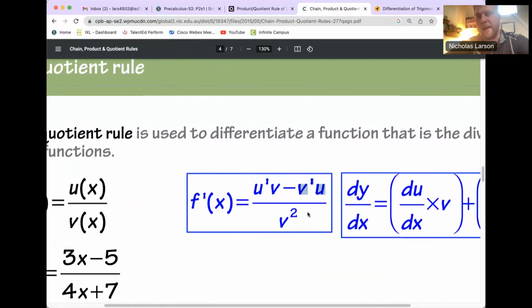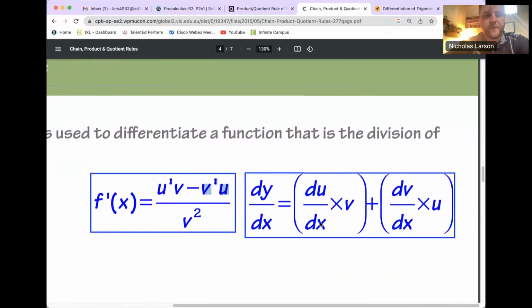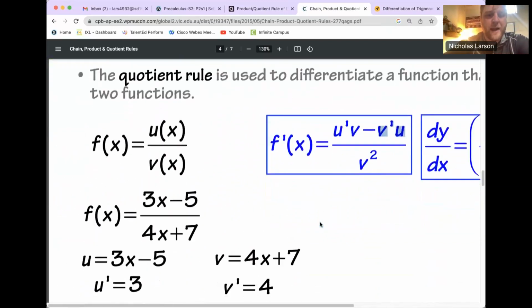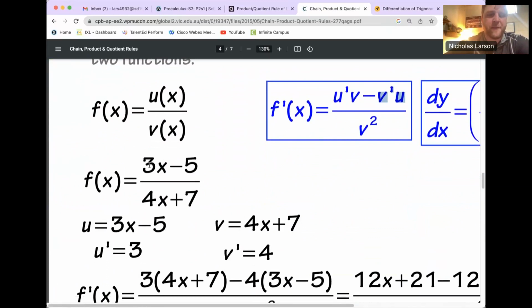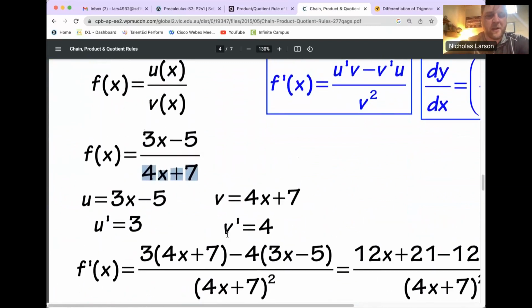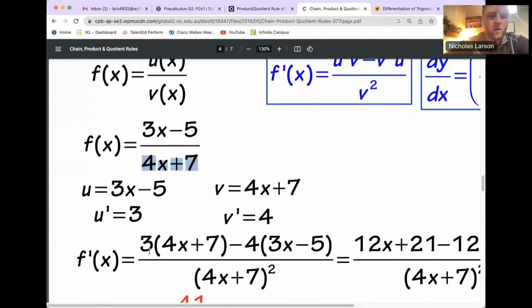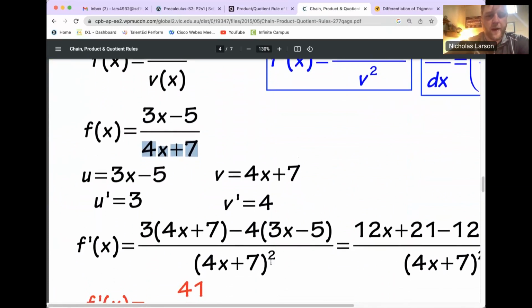Low D high minus high D low, and over the square of low we go. So if we put that into practice, I'm going to have to determine what the derivative of the top is and what the derivative of the bottom is. And when I start to plug it in, I get low times the derivative of the high minus high times the derivative of the low, and over the square of low we go.